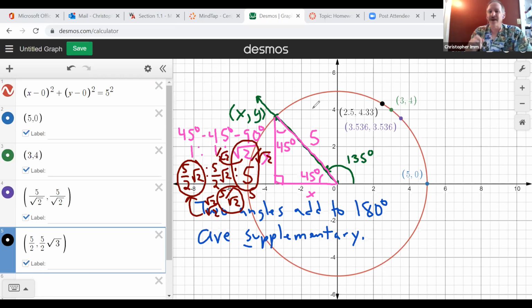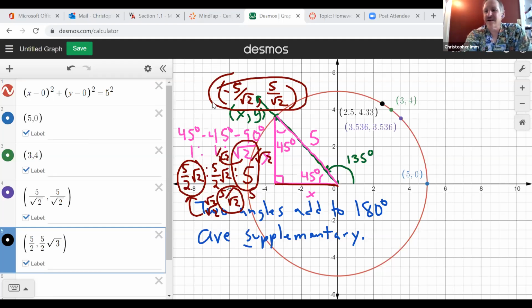However, we know that x goes left, so the x-coordinate is negative, right? So this x is going to be -5 over root 2, or -5 over 2 root 2. And then the y is going to be +5 over root 2 because it goes up. Look good? Questions there?